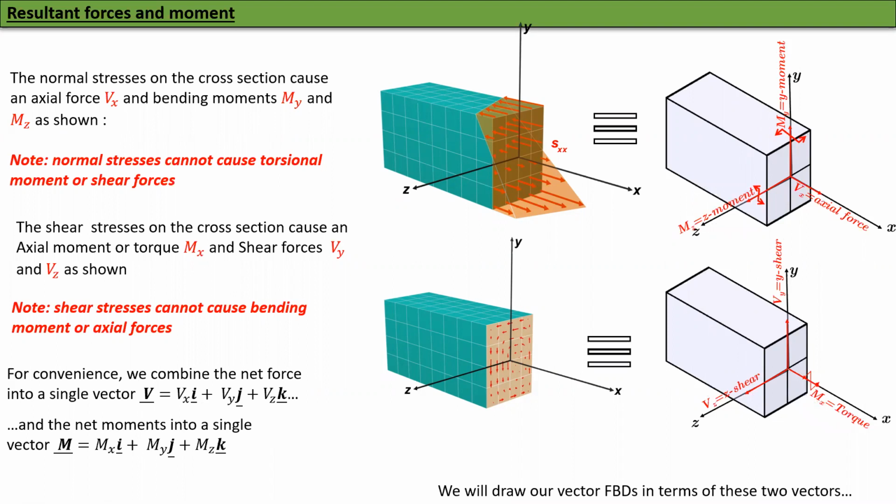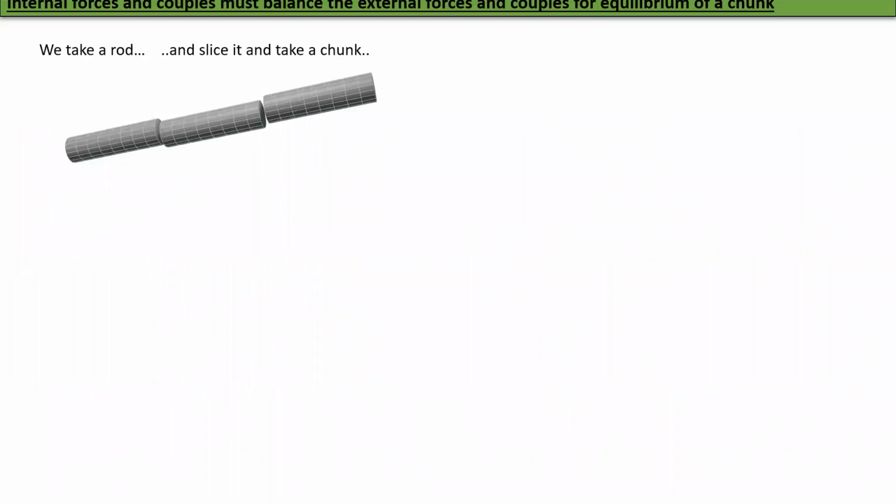Now we can draw free body diagrams based on these things. 3 axial force components, 3 moment components. So we are now going to draw this in a vector version. Okay, so we start out by taking a rod and slicing it, and we take a chunk. There you can see I sliced the rod and took a chunk.